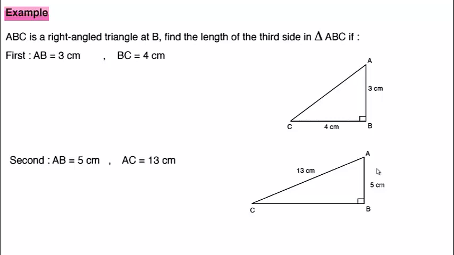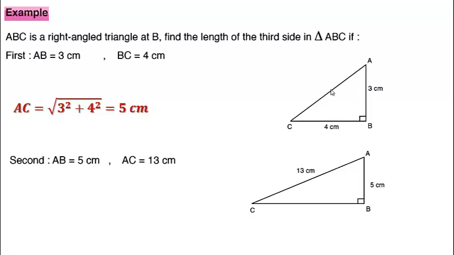And now let's try to solve some examples. Here it says that ABC is a right angle triangle, AB is 3, BC is 4. We want to get the third side, which is AC. AC here is the hypotenuse. So to get it, it will be the square root of 3 squared plus 4 squared, equal to 5 centimeters. We use plus here because we want to get the hypotenuse.